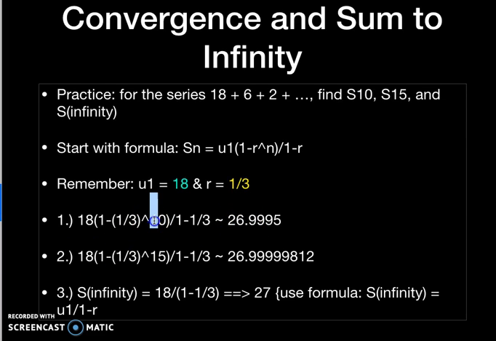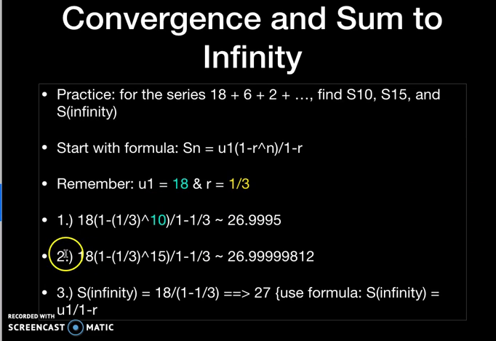And just to highlight this for you, this value, which is the n power of the r, will always be whatever n is connected with your sum. So if we're trying to find S10, this would be 10. I'll highlight that right there.